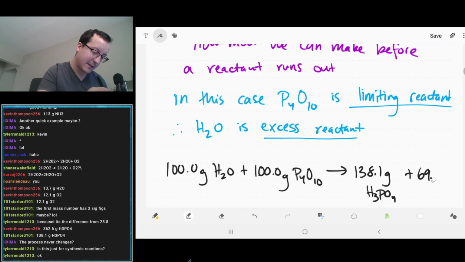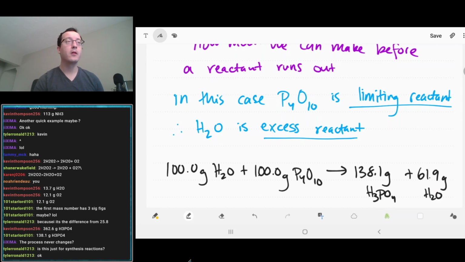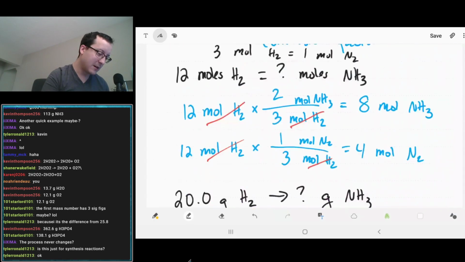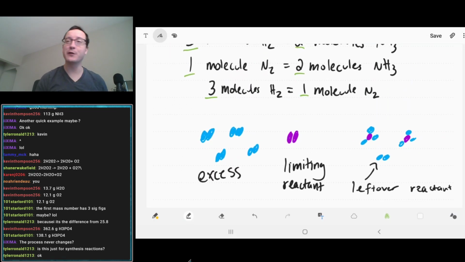No, 61.9, I think I said. So we, in fact, have this extra water, extra of our excess reactant. It hasn't gone anywhere, it's just sitting there, it's extra. Like before, if I may scroll up way back when we had the leftover reactant, it's just sitting there unreacted. So when you have an excess, we're going to be able to calculate it through a number of ways.